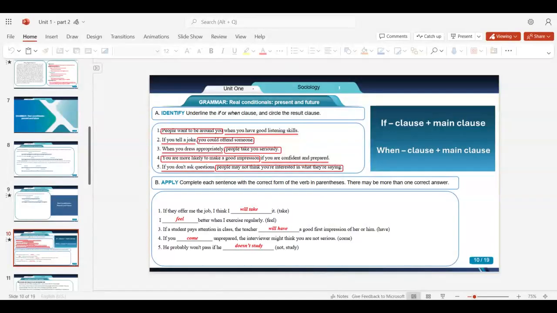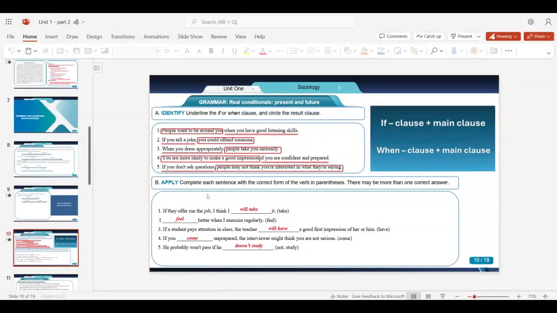If you don't ask questions, people may not think you are interested in what they are saying. So again, this is the result and this is the if clause. So this is the structure, if clause plus main clause. The if clause starts with if, when. The conditional clauses here, if, when. These are the main clauses or result clauses.